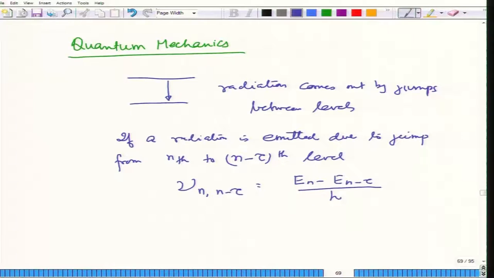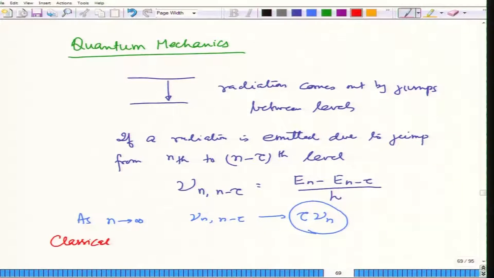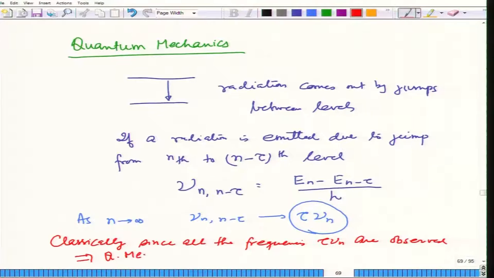Now, as n tends to infinity, nu n, n minus tau goes to tau times nu n, where nu n is the classical frequency. So, you see that classically, since all these frequencies tau nu n are observed, right? That means quantum mechanically, a particle can jump to any n minus tau.